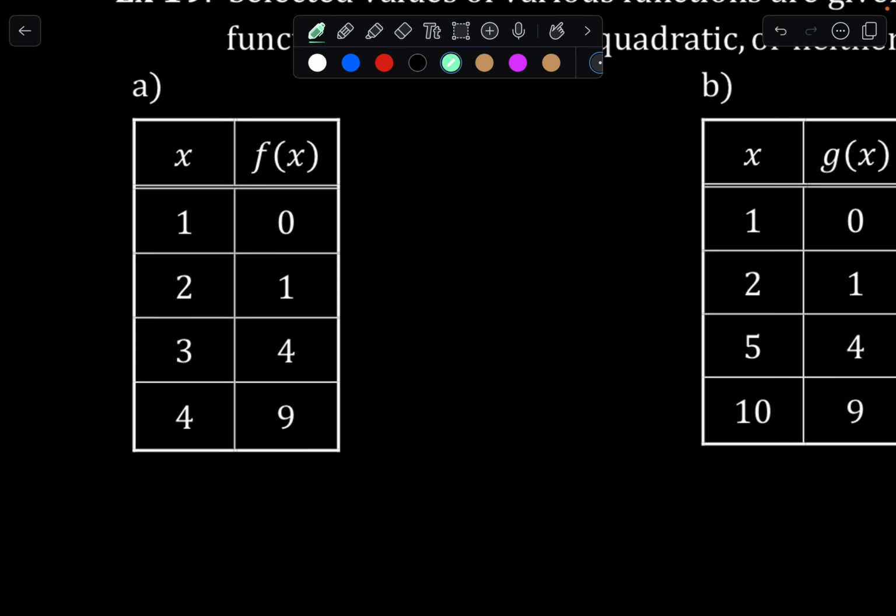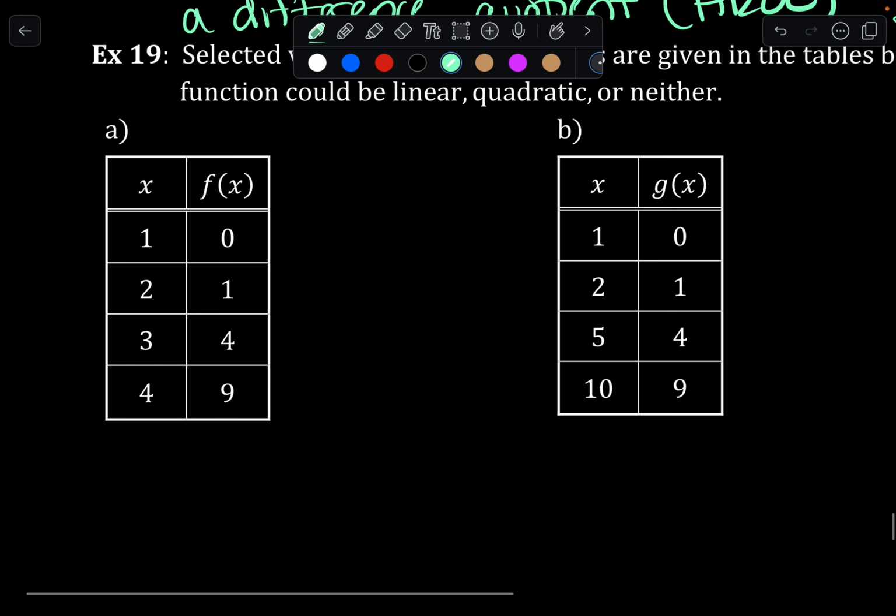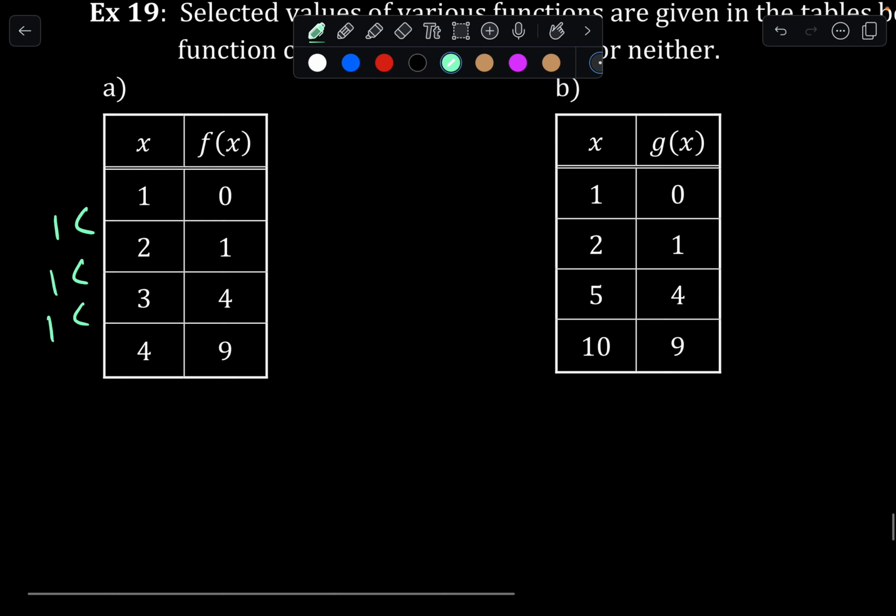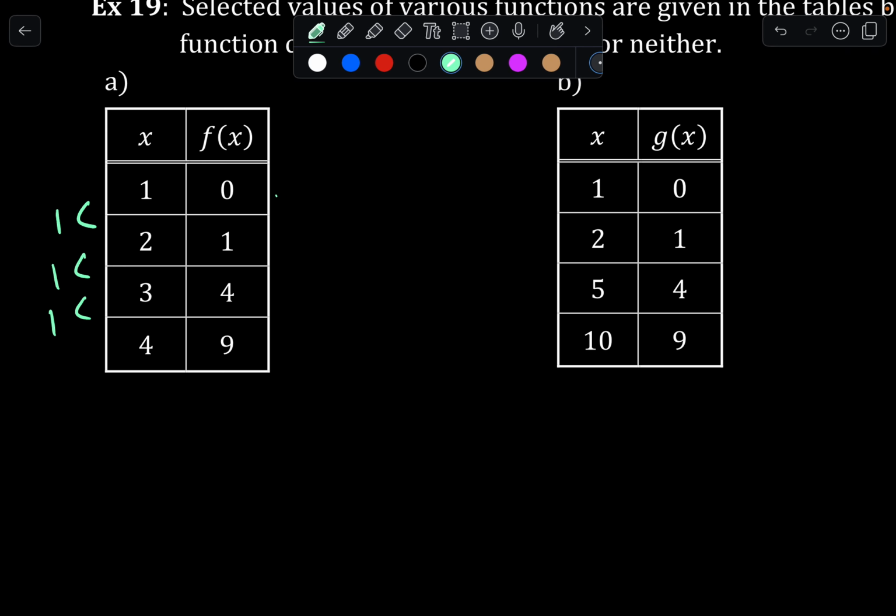Okay, so let's zoom in on A. If we look at the x values, we have plus 1, plus 1, plus 1. Okay, so we're good. We can just look at the outputs and see what's happening there. So from 0 to 1, I have plus 1. 1 to 4, I have 3. 4 to 9, I have 5. So this is my first difference. Okay, so we know this is not linear because the first difference is not constant.